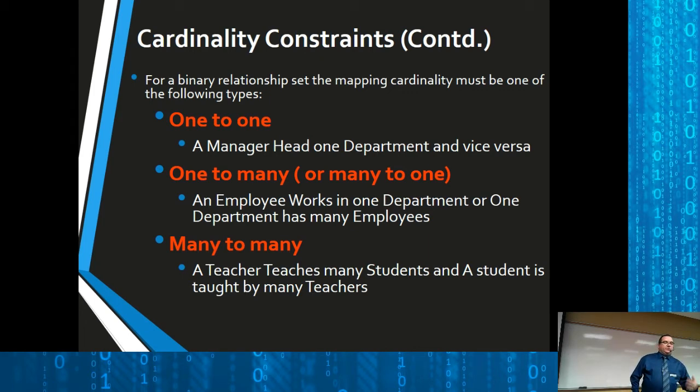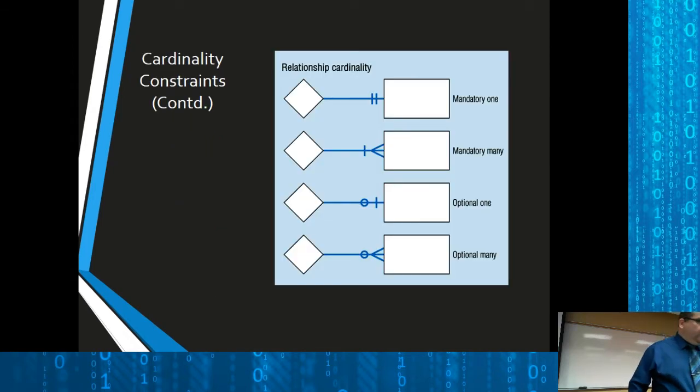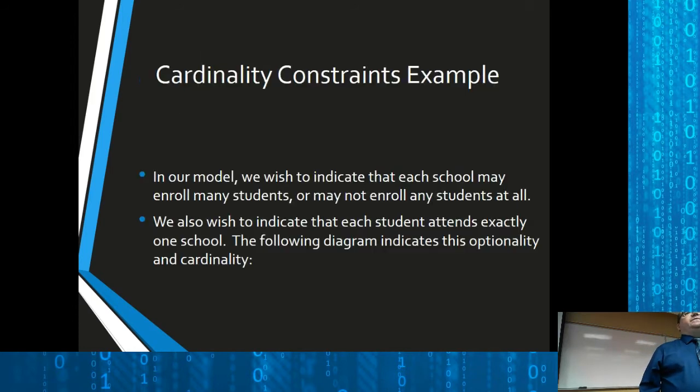Many-to-many. A teacher teaches many students, and a student can be taught by many teachers. So these are all examples you've used before. And once again, these are the little symbols we're going to be using. Now, if you notice the diamond here, that's relationship. That's our entity. The blue lines are the relationship types. So out of this whole slideshow, this is probably the one slide you really want to remember. And that's slide 10. You can't see the number on the screen, but it's slide number 10. You'll probably want to file that for future reference.